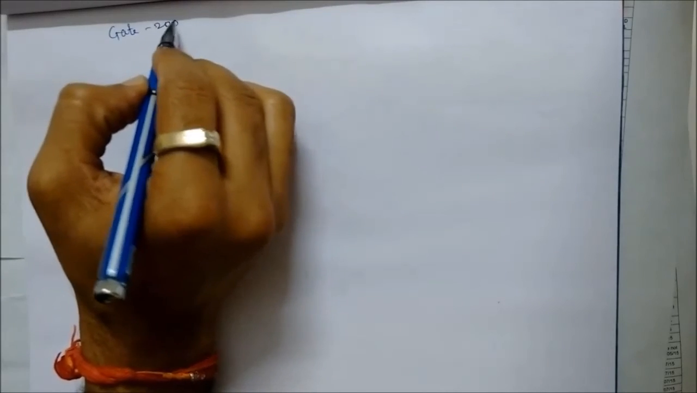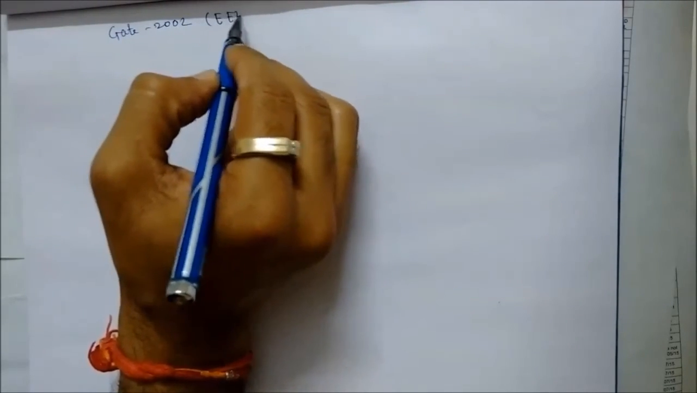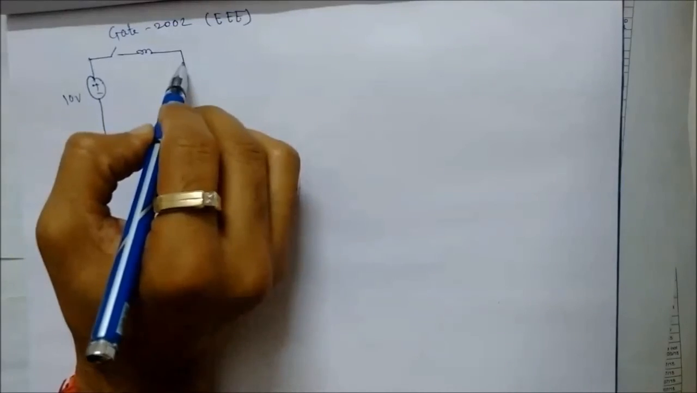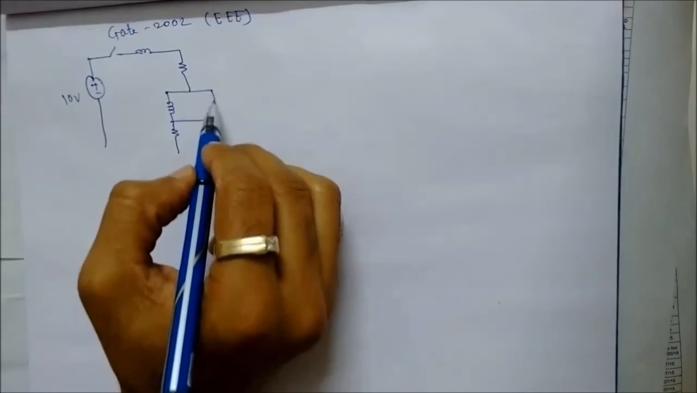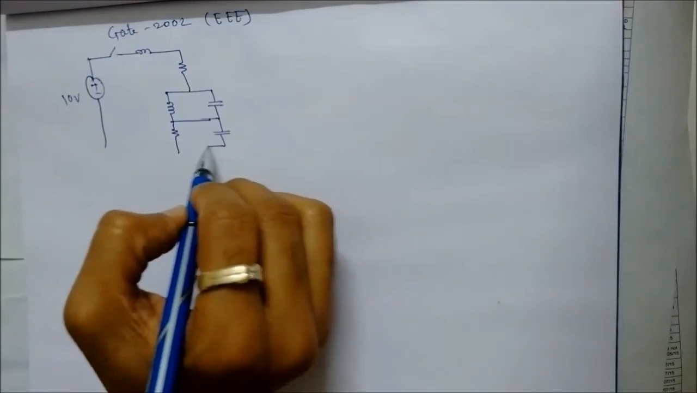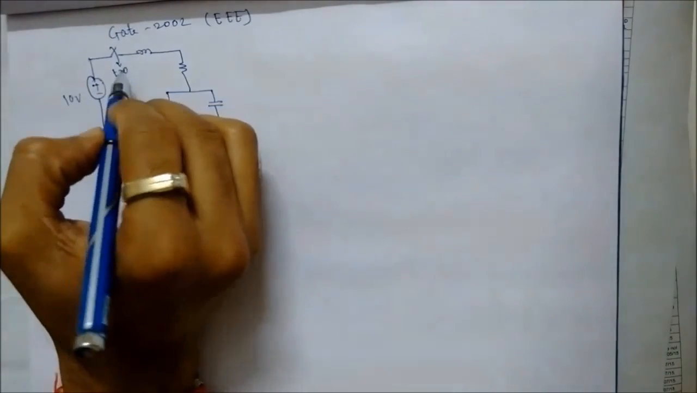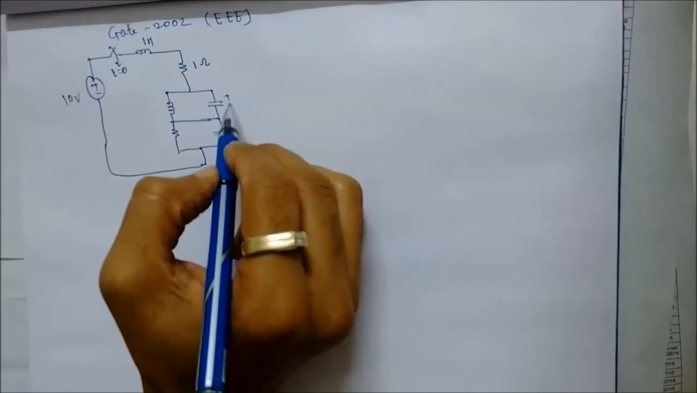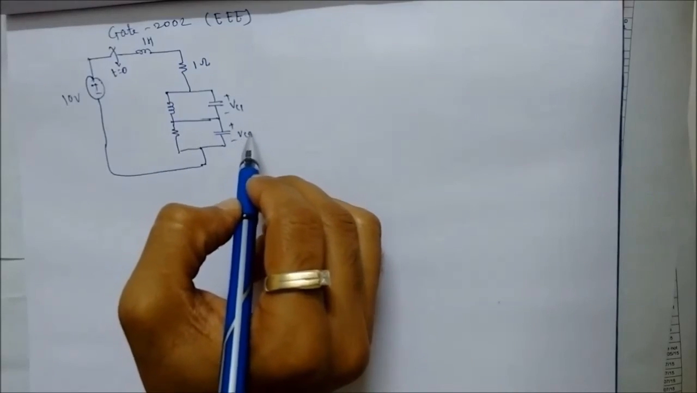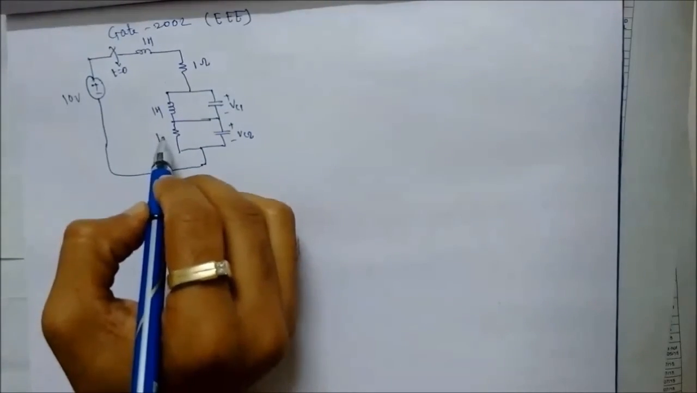Now we will see another numerical from GATE 2002 electrical branch. Switch is closed at t is equal to 0. L value is 1 Henry, resistor value is 1 ohm, C1, C2, this is 1 Henry and this is also 1 ohm.